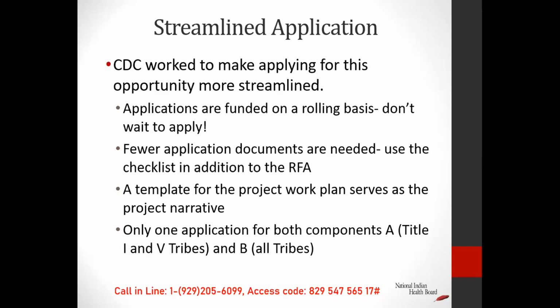There's fewer application documents than normal. We recommend you use a checklist, which I'll go over in a few moments, in addition to the RFA, because some of the things outlined in the RFA that are included in the standard application may not actually be required for this specific opportunity. In addition, a template for the project work plan will serve as your project narrative. In the RFA, it does outline a more detailed project narrative that is more normal for a CDC application, but in an effort to get this funding out quickly, you do not need to do what's considered a normal project narrative, and Robert will go into that a bit more as we go through the walkthrough. And then there's only one application for both components, that's A and B, so all tribes can apply for just this one opportunity rather than having to apply for separate opportunities.